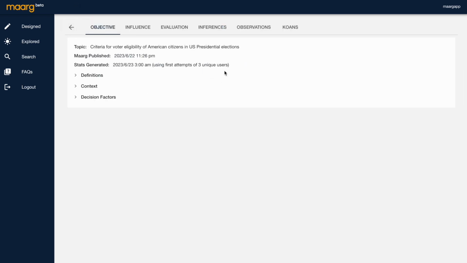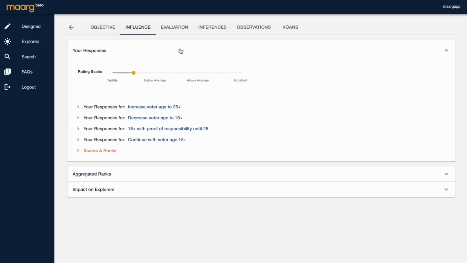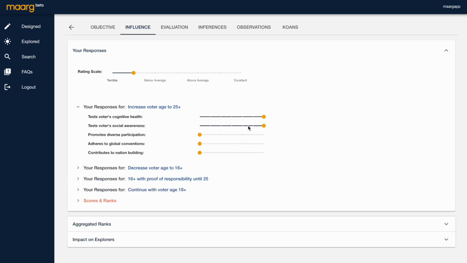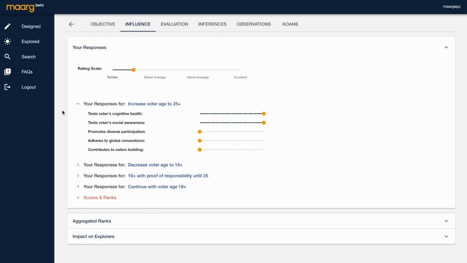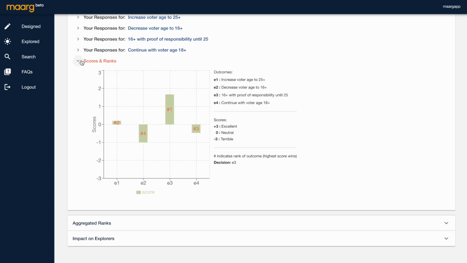So let us load the Maarg this time. As you can see, there is a new section called influence. And this is what the authors want to understand: what is the impact of their writing? Is it able to change any opinions or not? So to begin with, the writers can always take a look at their own responses, and then they can see what the scores and ranks are for their own responses. Remember, this data is all private.